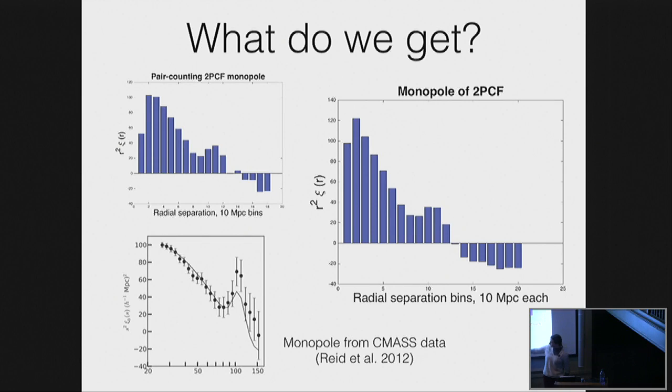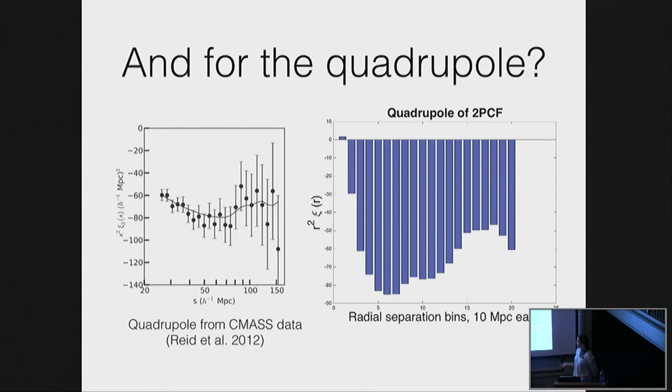And this down here is from a paper in 2012 that was an actual calculation of this function on the real sample. This is just for the mock catalog that's supposed to represent the sample. And you can see that they look fairly similar. And this is the plot of the quadrupole.